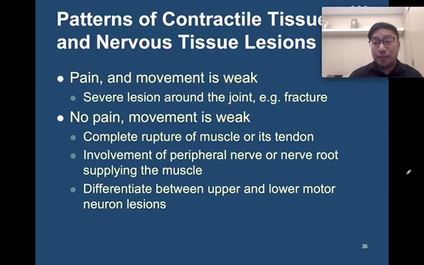So for example, you have a stroke on the left side, the left hemisphere of the brain. So the manifestation is on the right side. So you will see some weakness on that side.